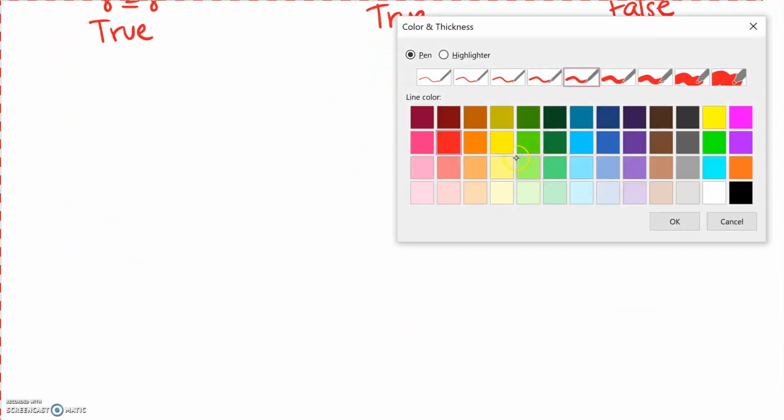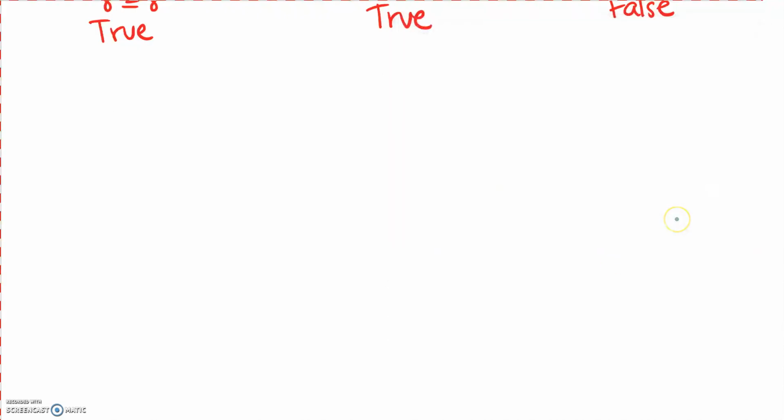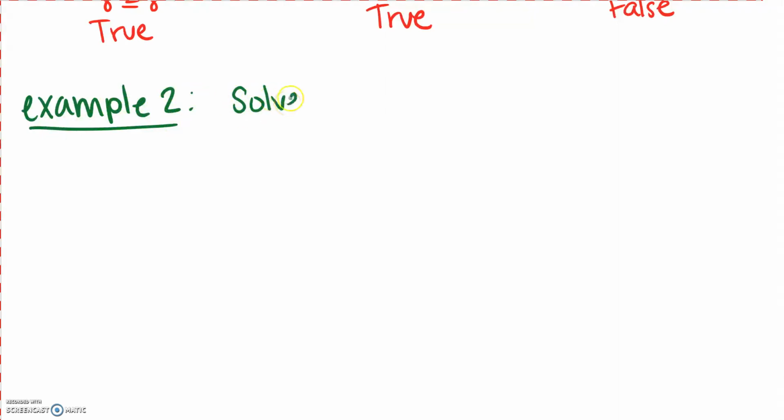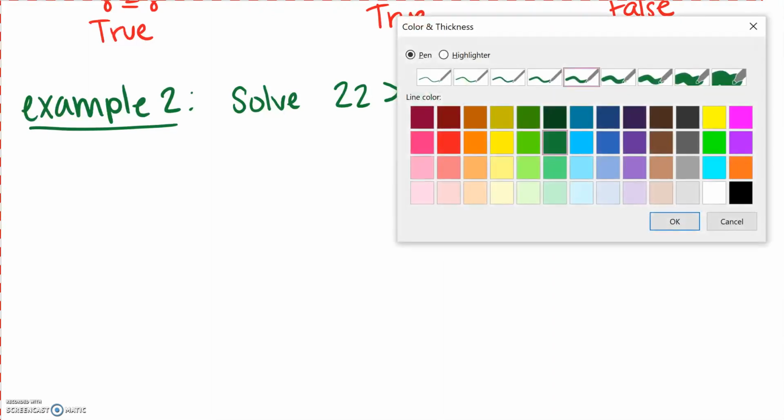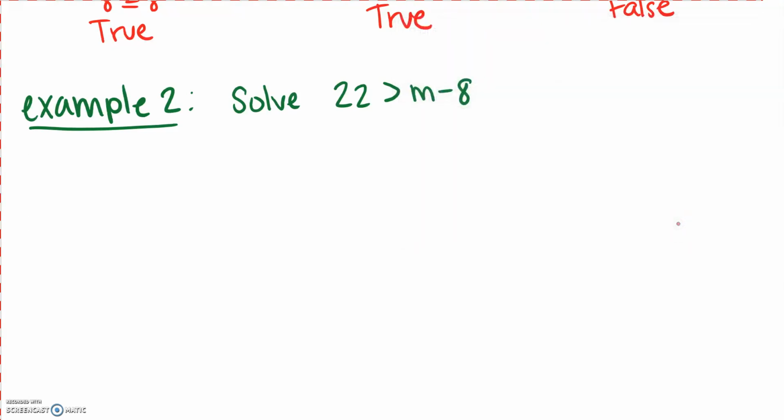Change our color back again. All right, so example 2 for addition. We have: solve 22 greater than m minus 8. So what we're going to do here is subtract 8 from both sides. Or not subtract, add. My bad, we have minus 8, so we're going to add 8 to both sides here. And I get 22 plus 8 to be 30 greater than m.